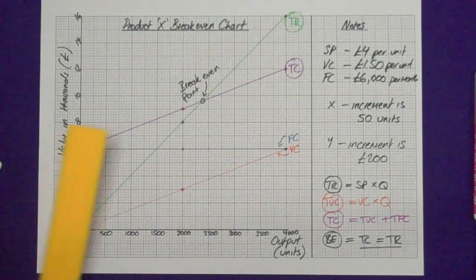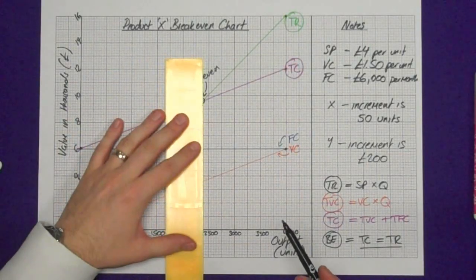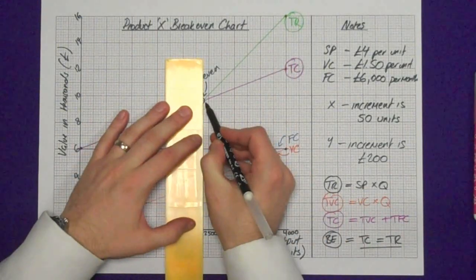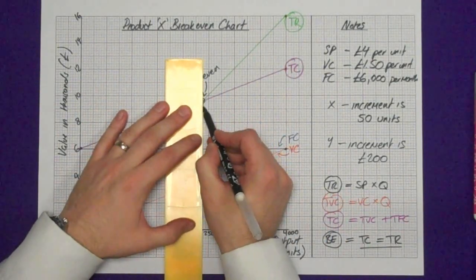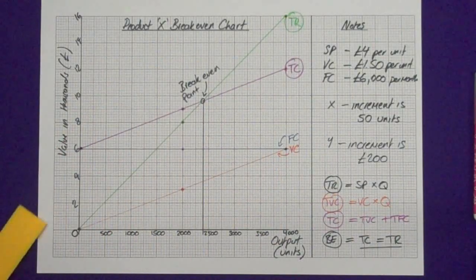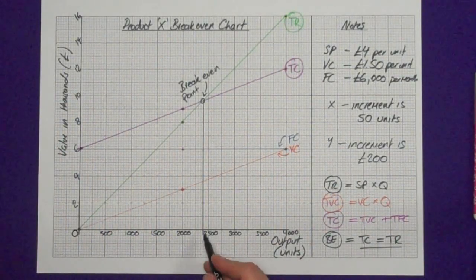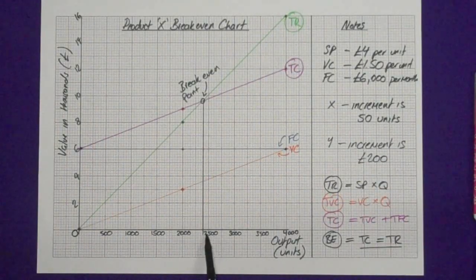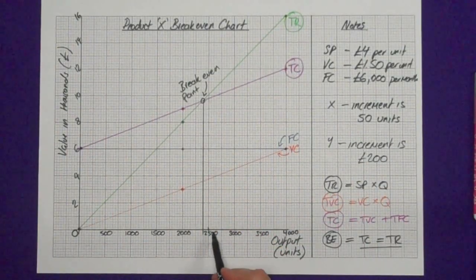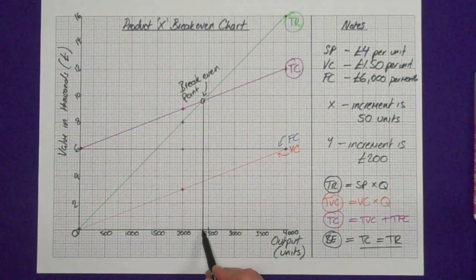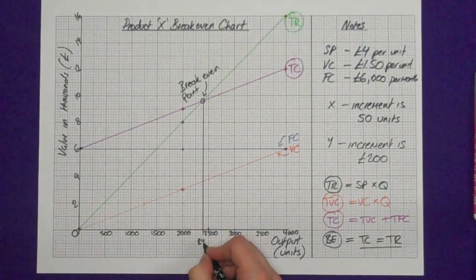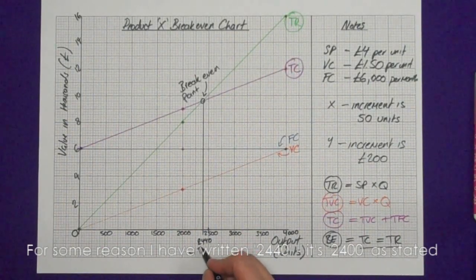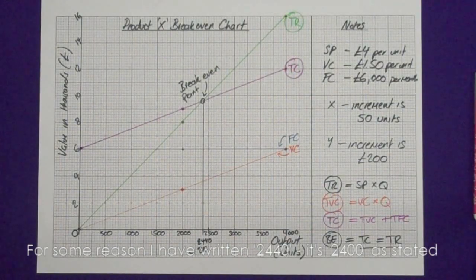So break even, one other misconception from students is that it's measured in terms of its monetary value. It's not, it's units of output. So we take this line straight down to our x-axis, and remember these increments. On our x-axis, each increment is 50 units. So 2,500 units is here, 2,450, 2,400 units is the line that we've reached. So our break-even point appears to be 2,400 units.